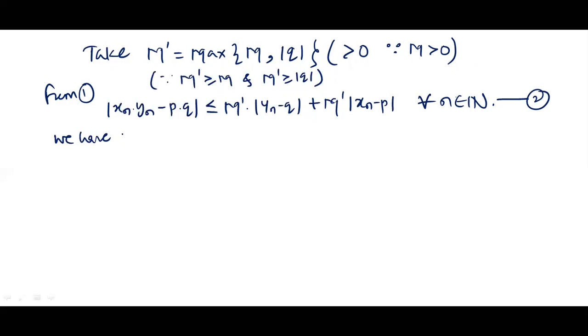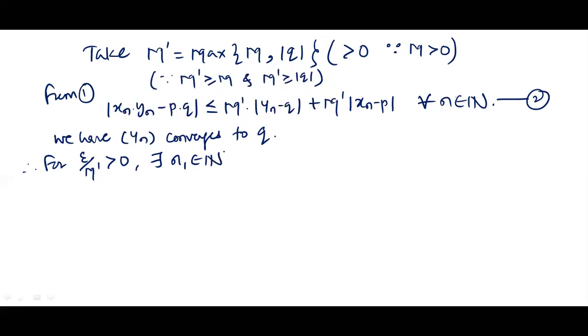We have sequence yn converges to q. Therefore, see, epsilon is positive, m dash is positive, so their division is also positive. For epsilon by m dash greater than 0, there exists a natural number n1 such that mod of yn minus q is less than epsilon by m dash for all n greater equal n1.